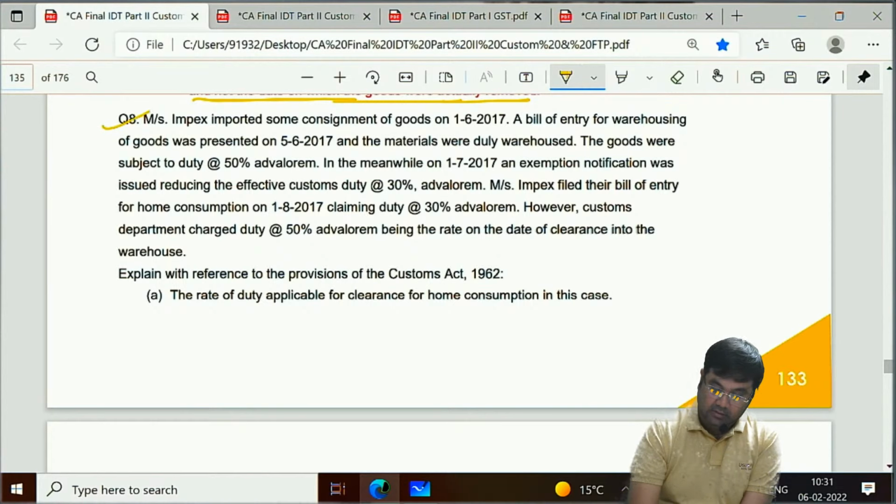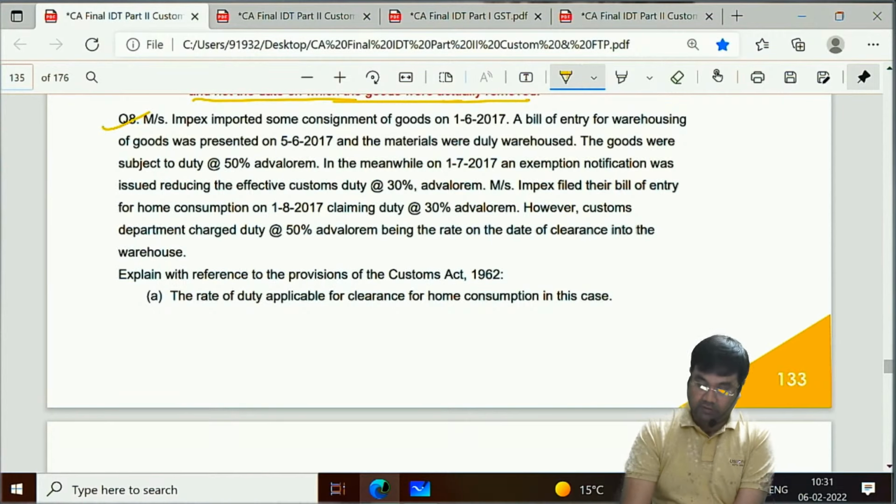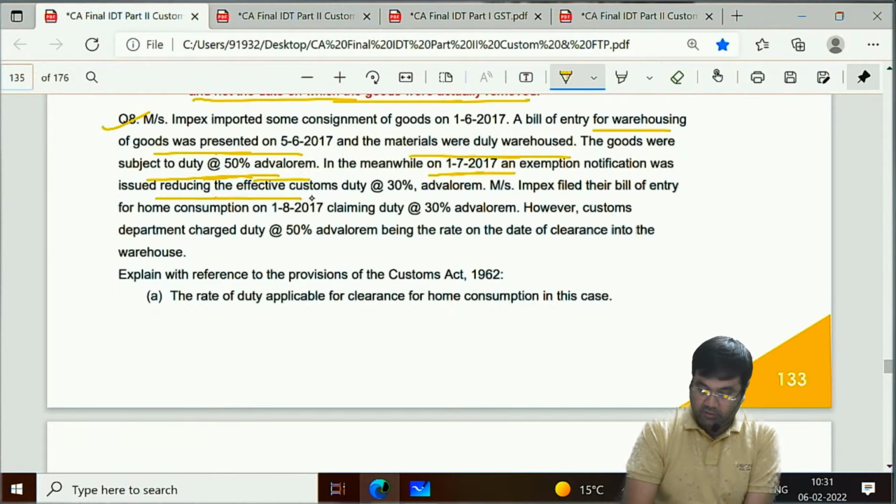Question 8. Impacts imported some consignment of goods on 1/6/2017. A bill of entry for warehousing of goods was presented on 5/6/2017 and the material was duty warehoused. The goods were subject to duty at 50% ad valorem. In the meanwhile, on 1/7/2017, an exemption notification was issued reducing the effective customs duty to 30% ad valorem. So when the goods were in the warehouse, the government reduced the duty from 50% to 30%. Impacts filed their bill of entry for consumption on 1/8/2017, claiming duty at the rate of 30%.